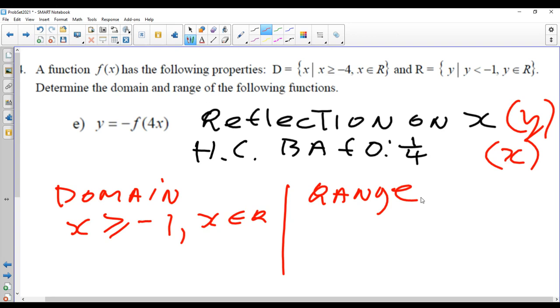Y is greater than 1, you said? Excellent. And it's not greater than or equal to because it didn't say that. So it's just greater than 1. Okay, after the reflection. Well done. And thanks for all the hands that went up. Yes, Masumi.